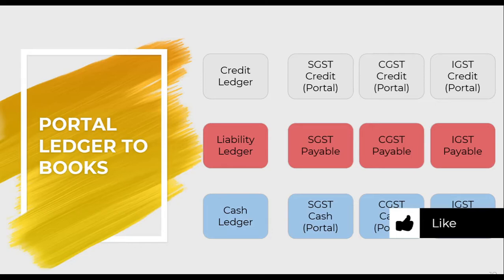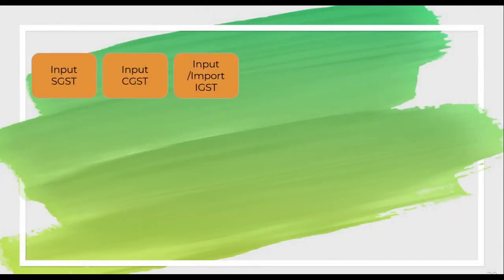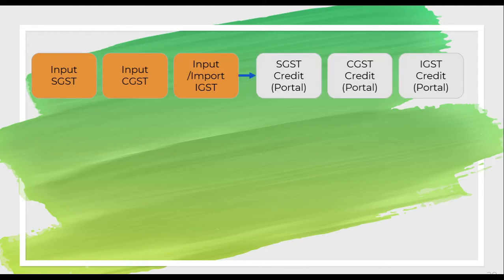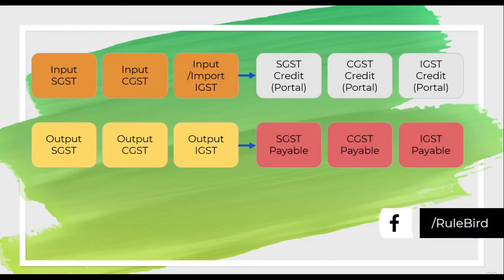So you know the basic entries. Now we are doing something different. We are creating all these 9 ledgers in our Tally or in our books of accounts right now. Now I have the Tally ledgers, input CGST, SGST, and input IGST or import IGST. I need to adjust these accounts into SGST credit portal, CGST credit portal, or IGST credit portal. My output SGST, output CGST, or output IGST will be adjusted onto SGST payable, CGST payable, or IGST payable.